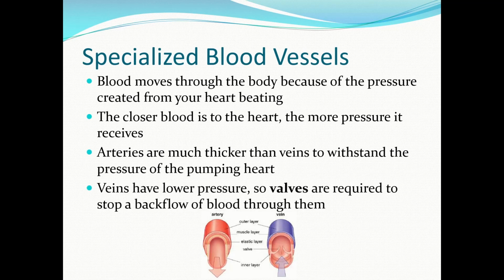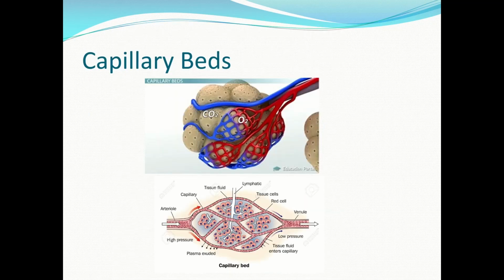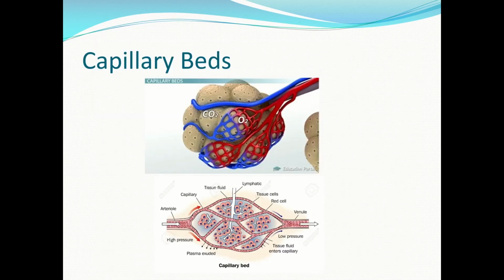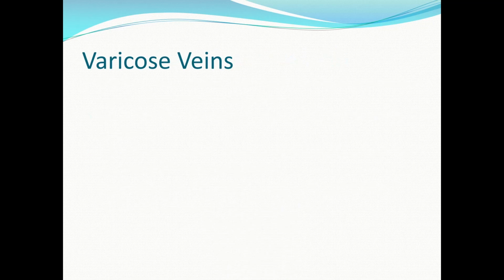So veins have lower pressure, so valves are required to stop backflow of blood. If I show you a picture of an artery and a vein, you'd be able to tell me which one is which. Arteries have a really muscular layer here, and then veins have a valve. So this picture I have here, this is a vein, it has a valve, and then this is much more muscular, so that's got to be an artery.